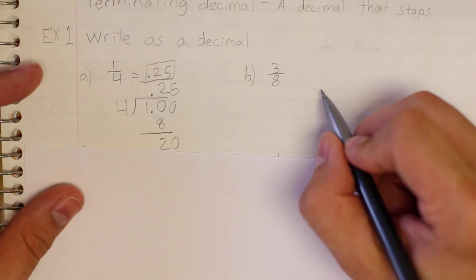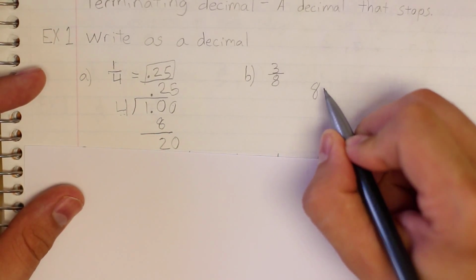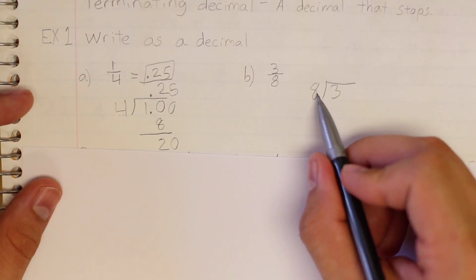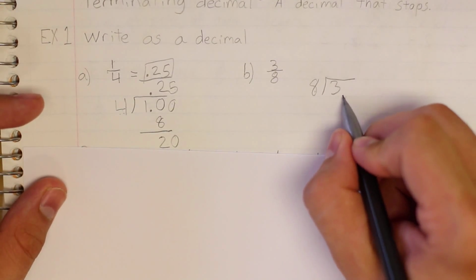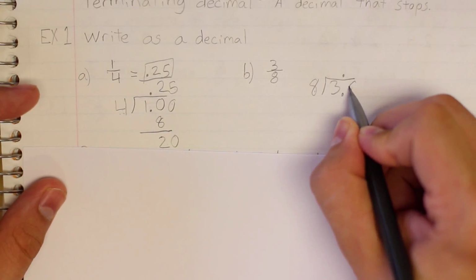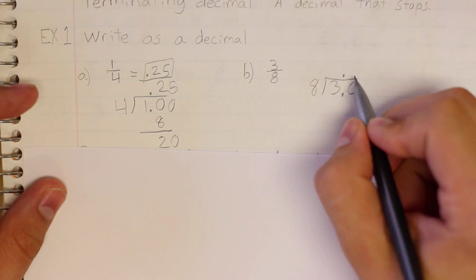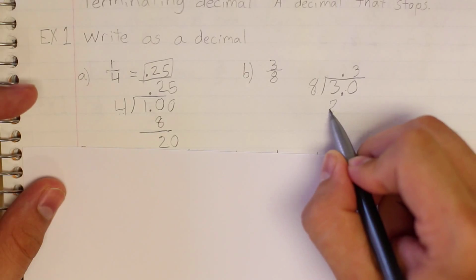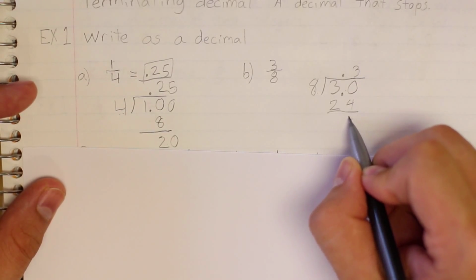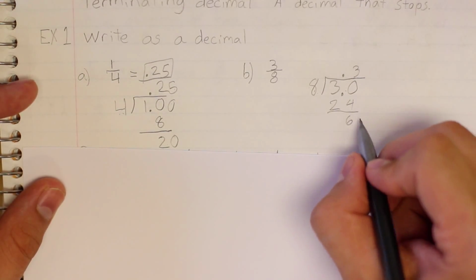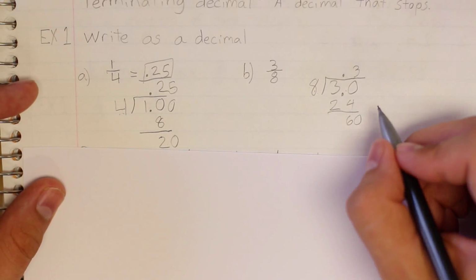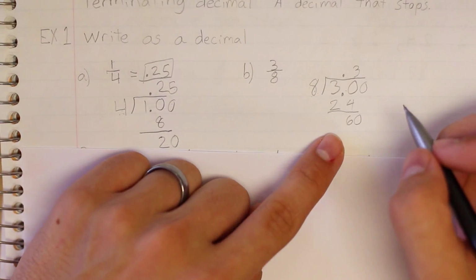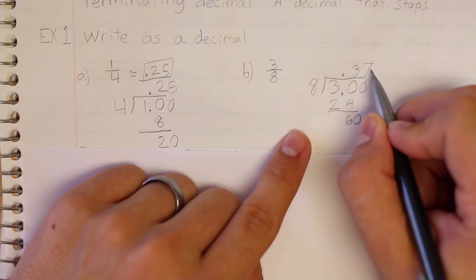Next, we have 3 over 8, I mean. We put the 8 on the outside, and 3 goes under the hood, as some of you like to say. 8 cannot go into 3, but if we put our decimal here and here, put our 0 there, 8 goes into 30. It goes in there 3 times. Multiply back, you get 24. Subtract, you get 6. Bring down the 0, because you have to make a second 0. 8 goes into 60 7 times.